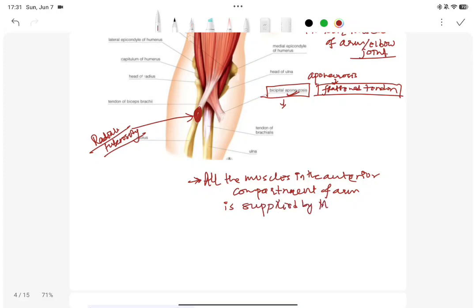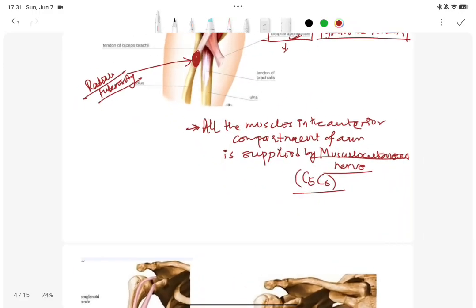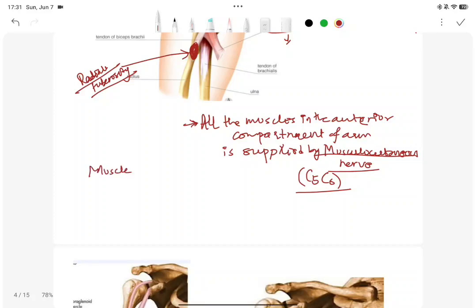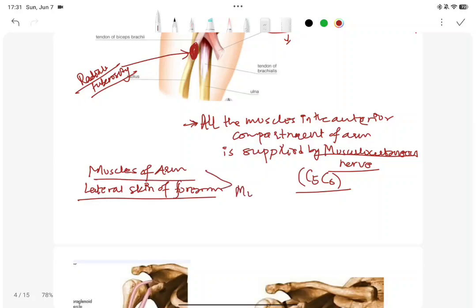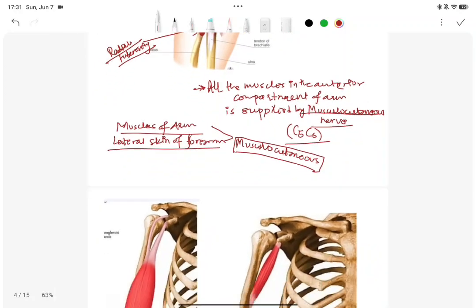the musculocutaneous nerve. This is the musculocutaneous nerve, whose root value is C5, C6. Why is it called musculocutaneous? Because it supplies the muscles of the arm and the lateral skin of the forearm. Since it supplies the lateral skin of the forearm and the muscles of the arm, its name is musculo because it supplies muscle, and cutaneous because it supplies skin. So it's the musculocutaneous nerve. Okay, understand this also.